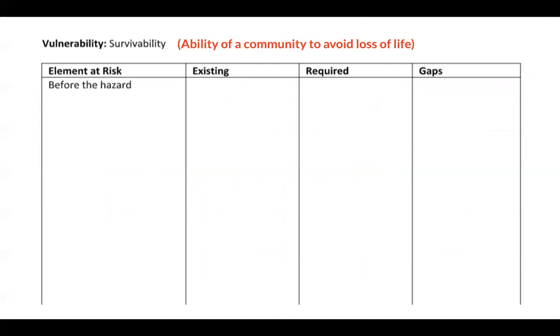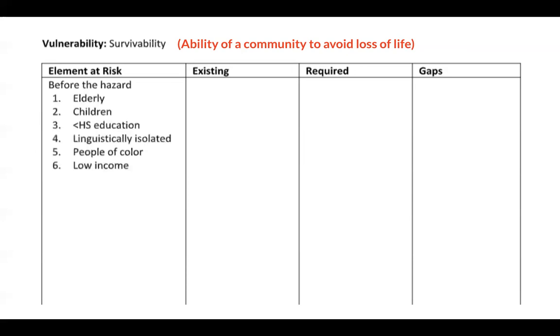We'll start by listing our human elements at risk, and to make this easy, you can just refer back to the vulnerability assessment form and pull the list of high vulnerability demographics we've already seen used in EPA's EJ Screen tool. So here we have the elderly, children, people with less than a high school education, linguistically isolated populations, people of color, and those with lower income.